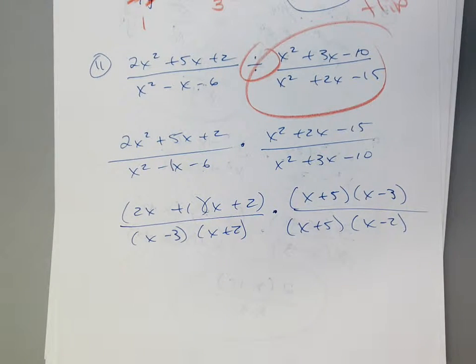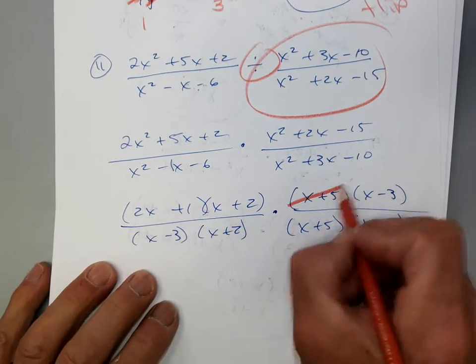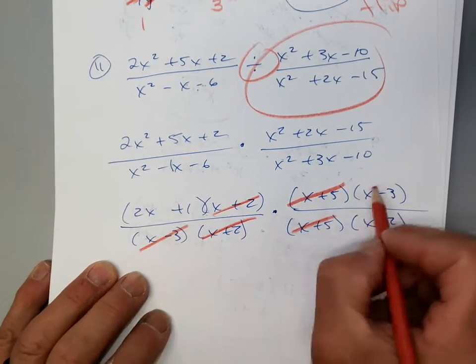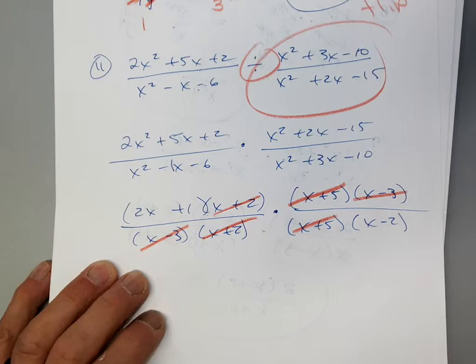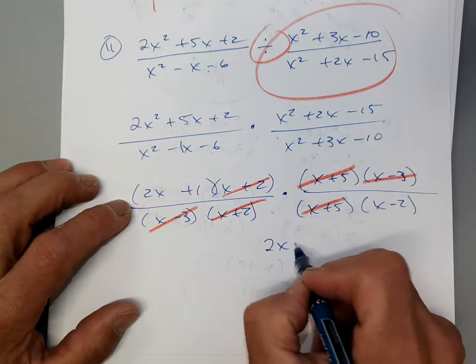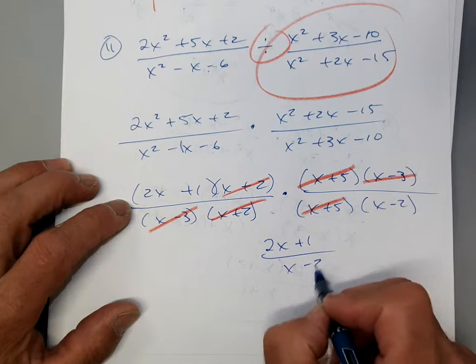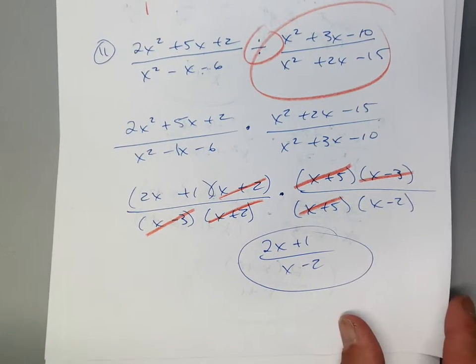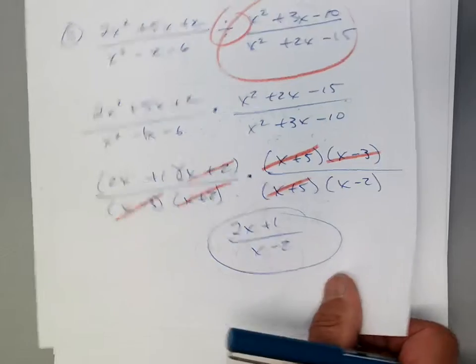Okay, here comes the fun part. Let's cancel an x plus 5 with an x plus 5, right? An x plus 2 with an x plus 2. An x minus 3 with an x minus 3. And what I'm left with is a 2x plus 1 over an x minus 2. Okay, thumbs up. All right. Olivia, thumbs up. One second.